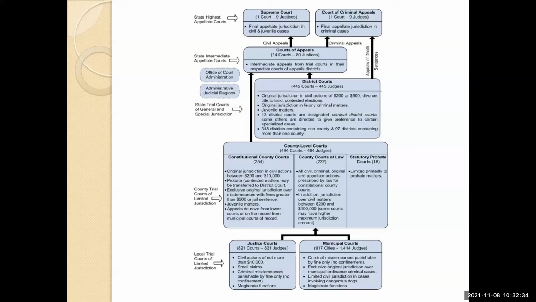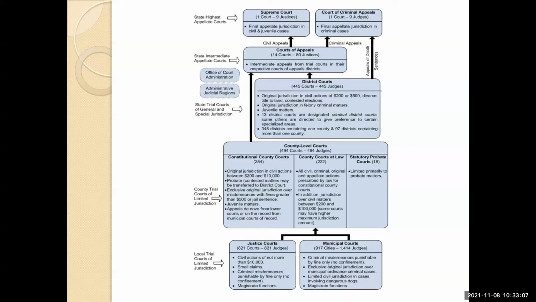So the first thing that you see as a jurisdiction for county courts at law is that they have all of the civil, criminal, original, and appellate actions prescribed by law for constitutional county courts. In other words, county courts at law have all the same things that constitutional county courts do as far as jurisdiction. That's what they're created for, to be an extension, to be more than the constitutional county courts.